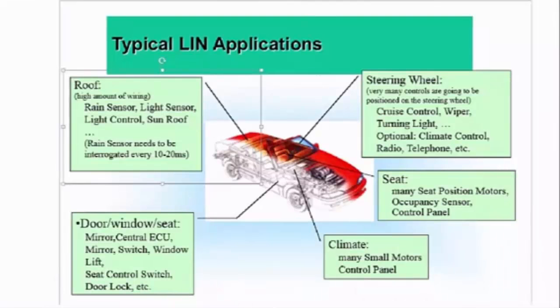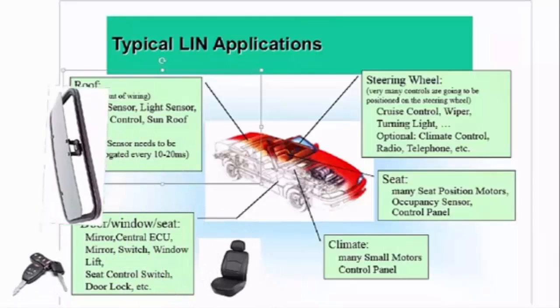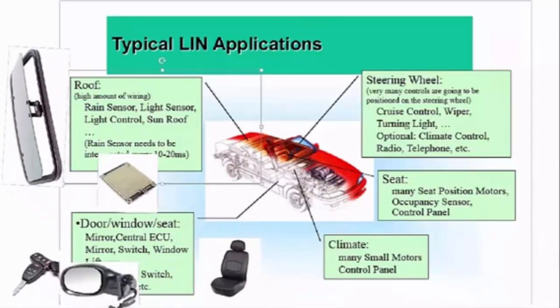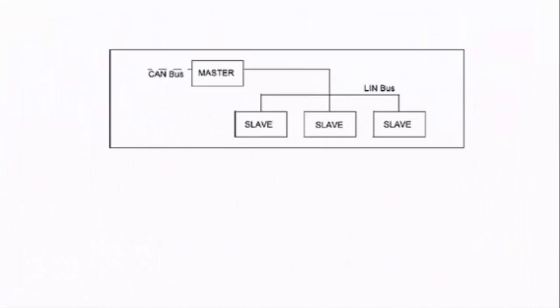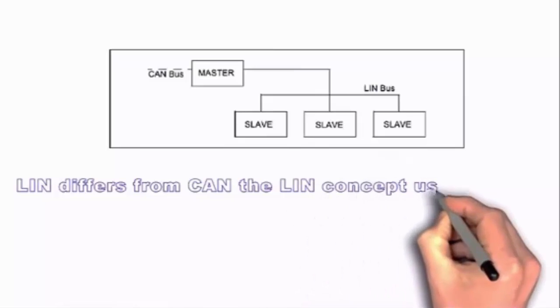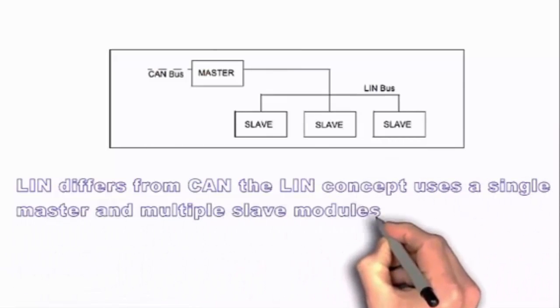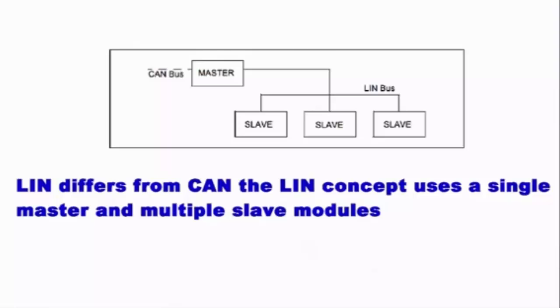In order to have a standard sub-bus, car manufacturers in Europe formed a consortium to define a new communication standard for the automotive sector. The new bus, called LIN bus, was invented to be used in simple switching applications like car seats, door locks, sunroofs, rain sensors, mirrors and so on. LIN differs from the CAN protocol. The LIN concept uses a single master and multiple slave modules. Only the master is able to initiate communication through a single-wire bus line.